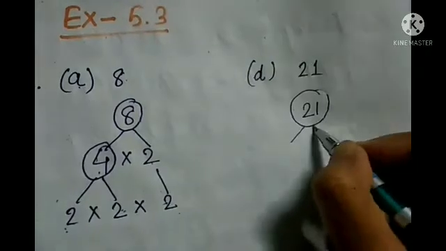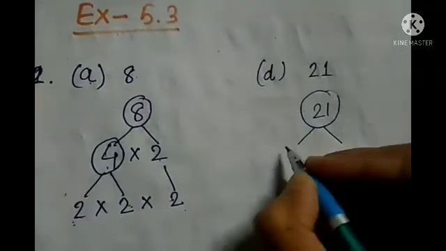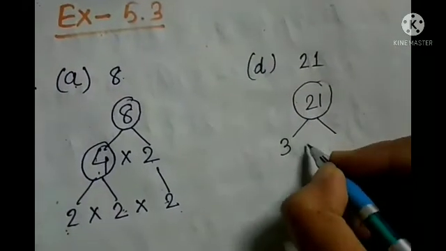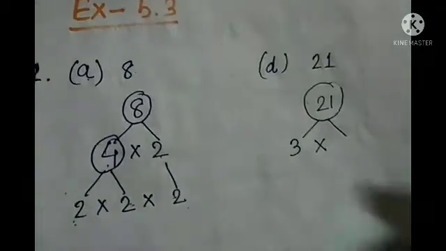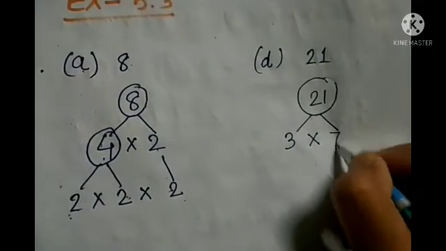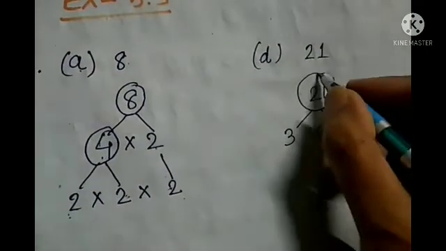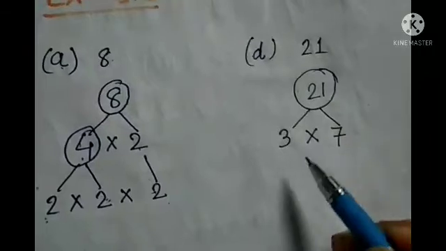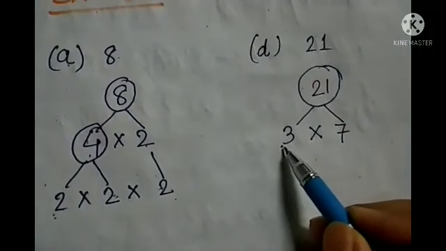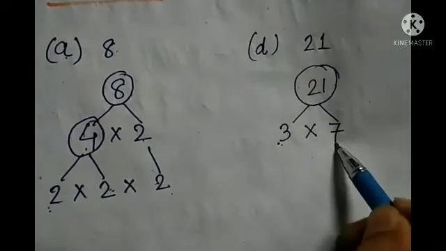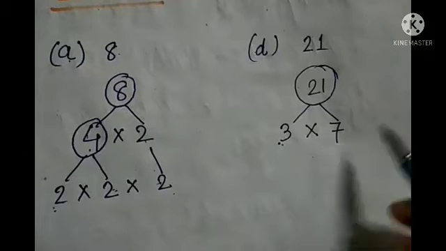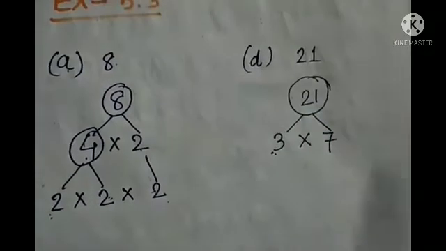Now if I think with 3, it is divisible, right? So 3 into 7, 3 into 7, 21. Now you see students, can 3 be broken up further? No. Can 7 be broken up further? No. So yeah, your factor tree will be this much only.